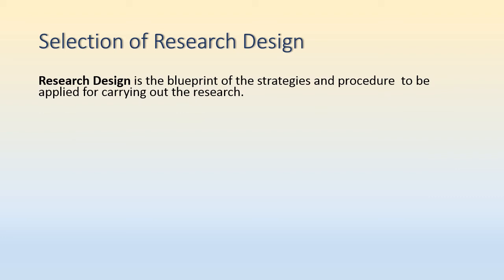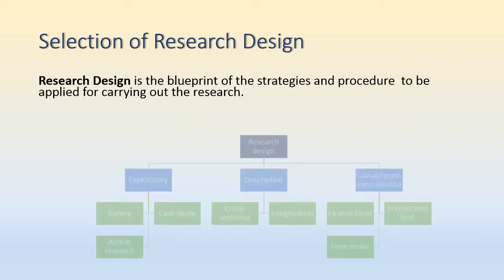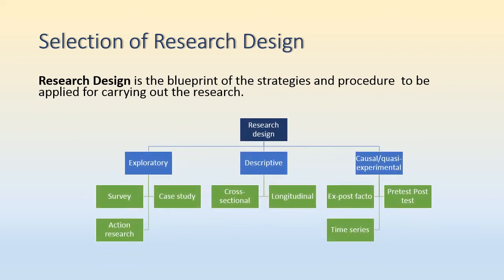So moving on, the next step in the research process is the selection of research design. Research design is the blueprint of the strategies and procedures to be applied for carrying out the research process. There are various types of research design, and the researcher has to apply any one as per the requirement and nature of the research study. Let us briefly discuss the various types of research design in social work.